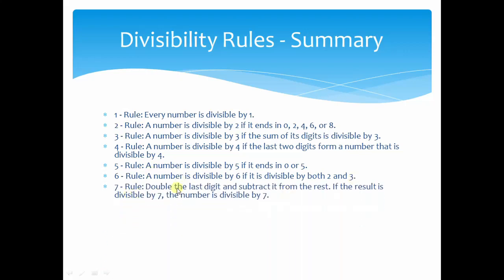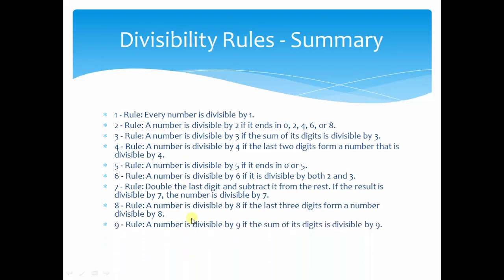Rule for number 7, double the last digit and subtract it from the rest. The rest are the previous digits. If the result is divisible by 7, the number is divisible by 7. Rule for 8, a number is divisible by 8 if the last 3 digits form a number which is also divisible by 8. And number 9, a number is divisible by 9 if the sum of its digits is divisible by 9. And finally, rule for number 10, a number is divisible by 10 if it ends with 0.